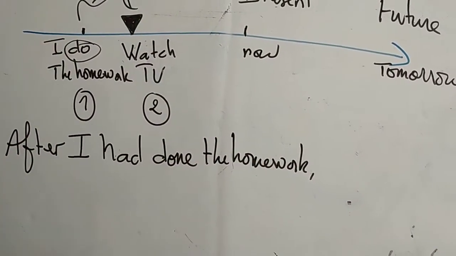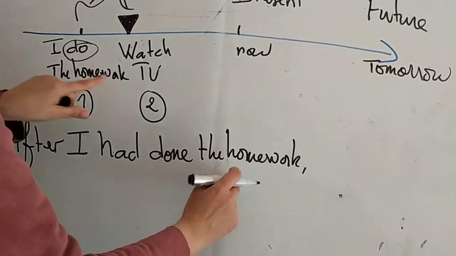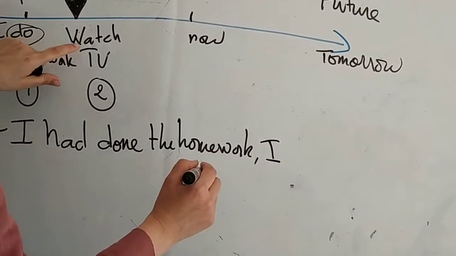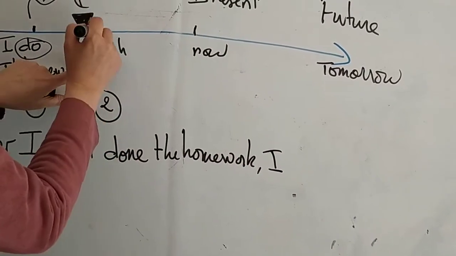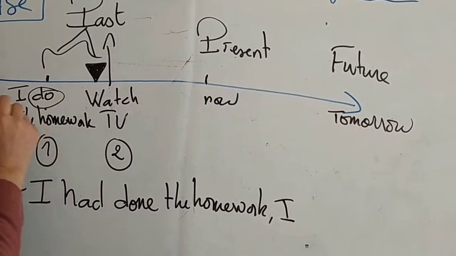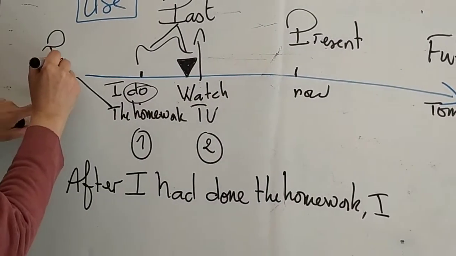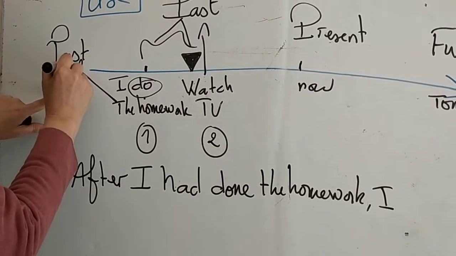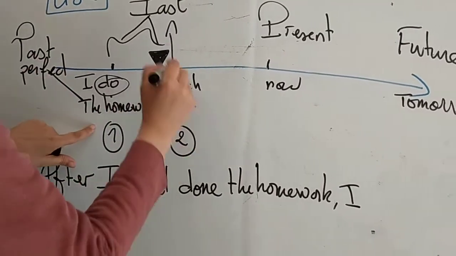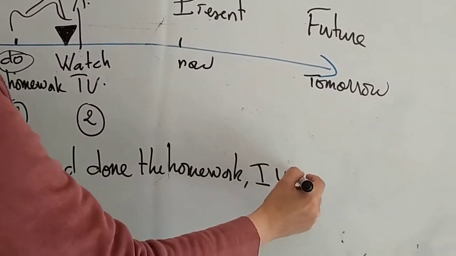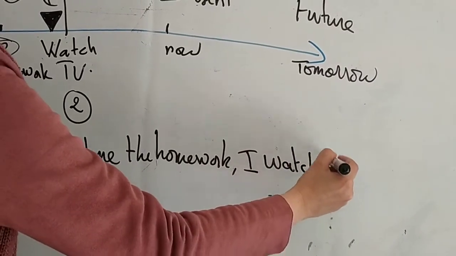After I had done the homework, what did I do next? After I had done the homework, the second action we conjugate in the simple past. This one in the past perfect, okay, this one in the simple past. I watched TV.